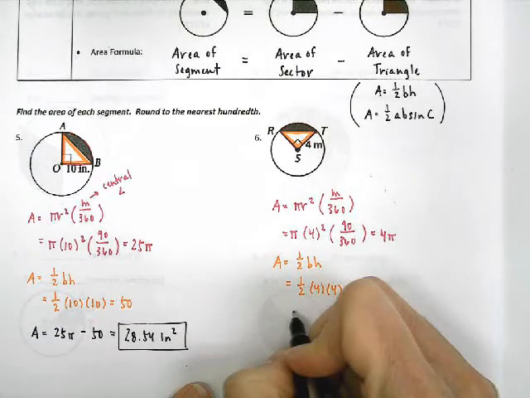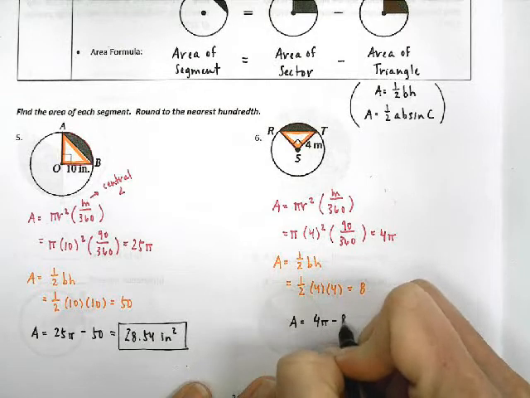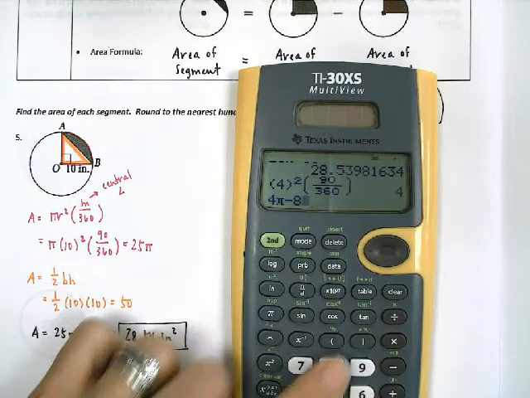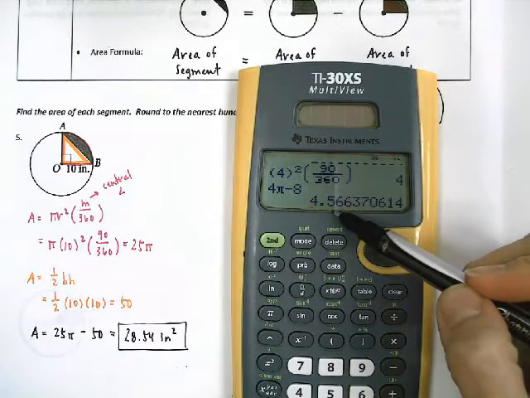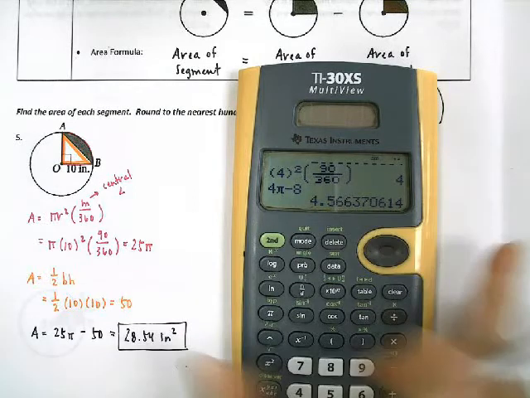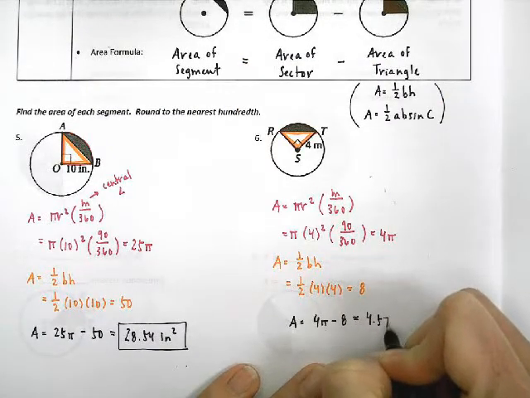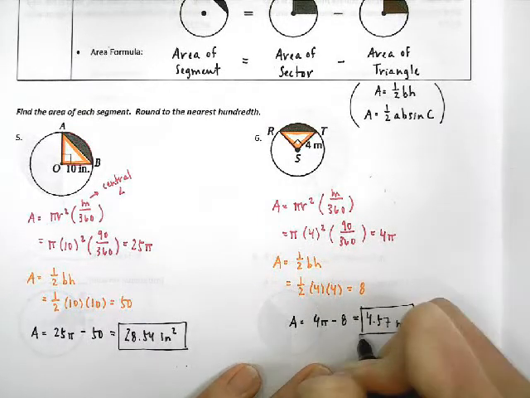So now to get the area of that segment, I'm just going to take my 4 pi minus 8, and now use the calculator to get my rounded answer. So to the hundredth, again, that's 2 places, this is going to be 4.57. And my units are meters squared.